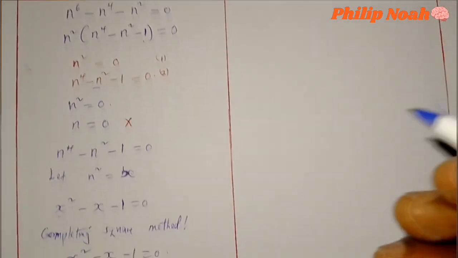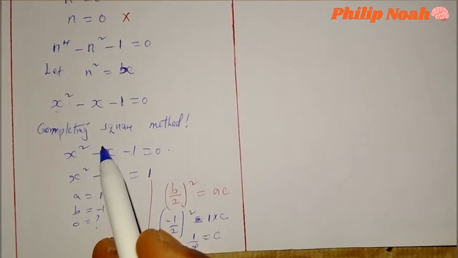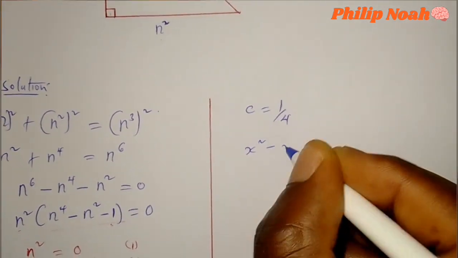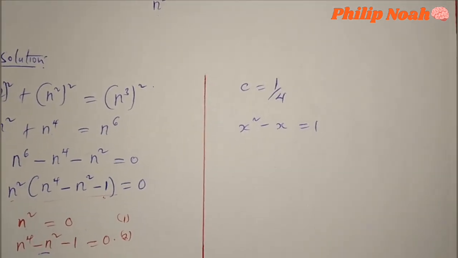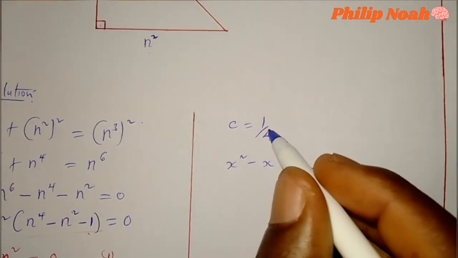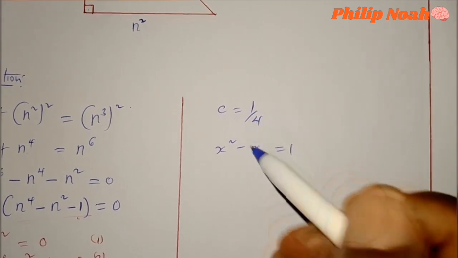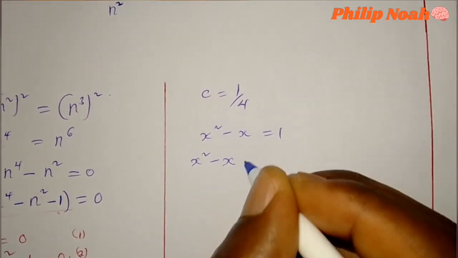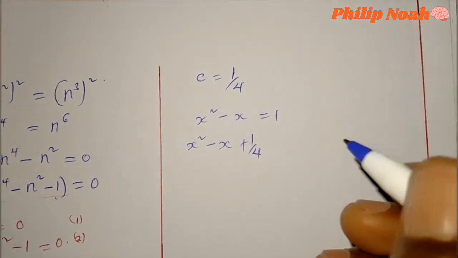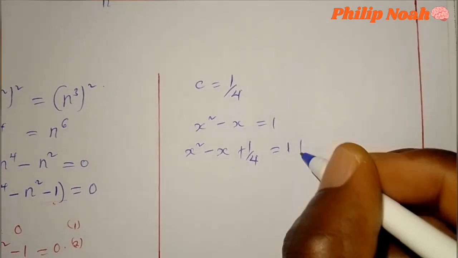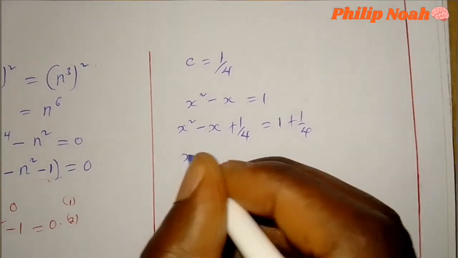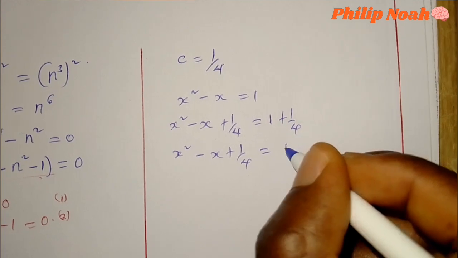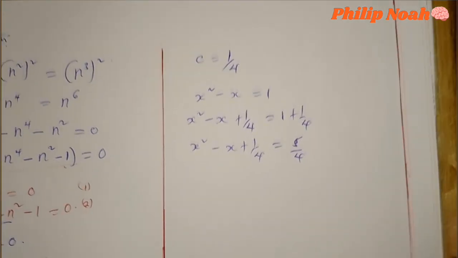1 over 4. And our equation here was x squared minus x is equal to 1. And now we have c here, so we shall add c on both sides of this equation. And now we have x squared minus x plus 1 over 4 is equal to 1 plus 1 over 4.